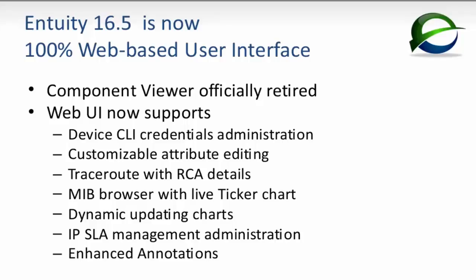The editable attributes, such as the location and the contact name of devices, the line speed and description of ports, those can be overridden within Entuity if you don't like what's come back from the device when it was discovered. But that can now be handled through the web, through the Advanced tab of the Explorer. I'll show you that in just a moment.